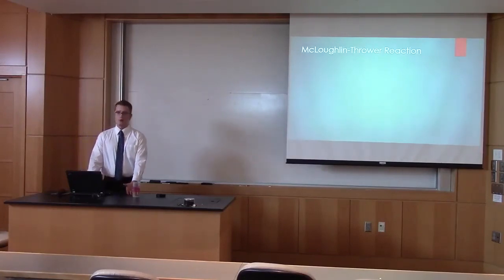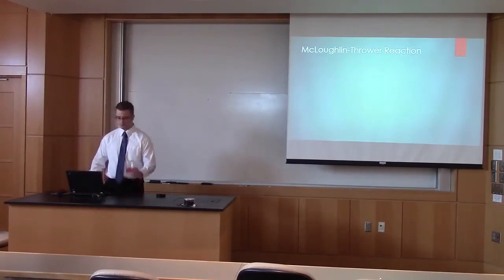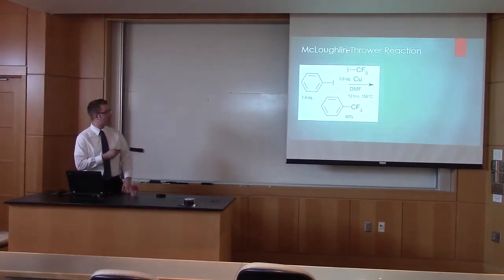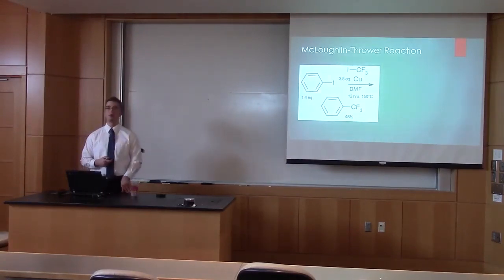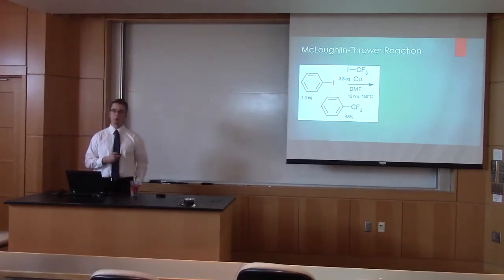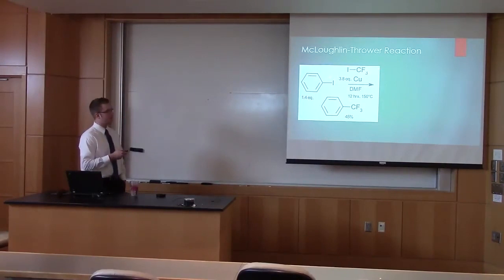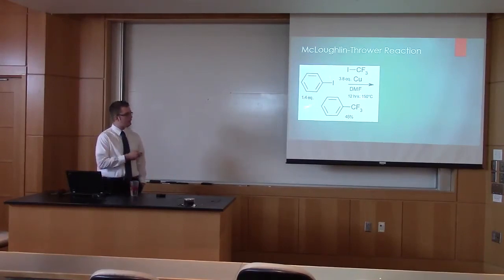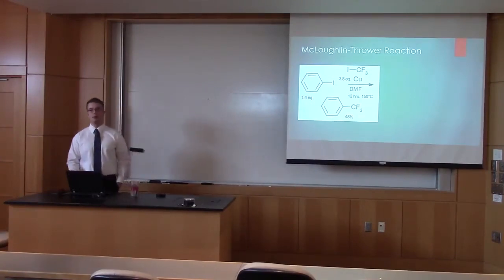So let's talk about an older reaction called the McLoughlin-Thrower reaction. This is a reaction dating back to the 60s, I believe, in which we start out with iodobenzene right here, 1.4 equivalents of iodobenzene, and we'll be using a large stoichiometric amount of copper, 3.8 equivalents, and iodotrifluoromethane. That is the trifluoromethylating reagent here in DMF. We'll be stirring that for about 12 hours at about 150 degrees Celsius. And then the end result is a trifluoromethylated benzene with about 45% yield. And that's not a great yield. We'd like to do better than that.